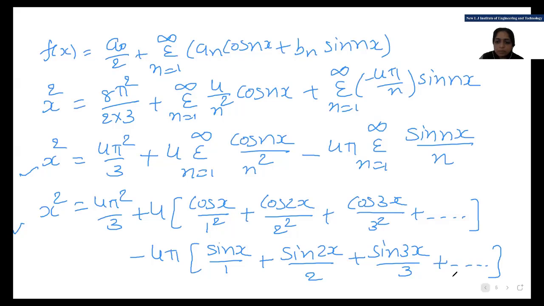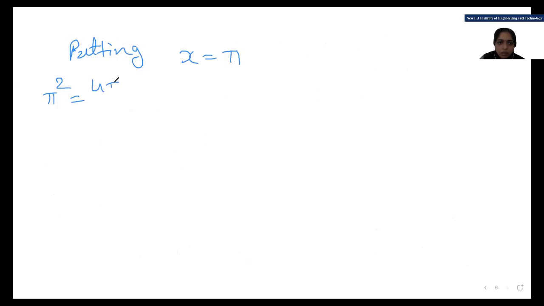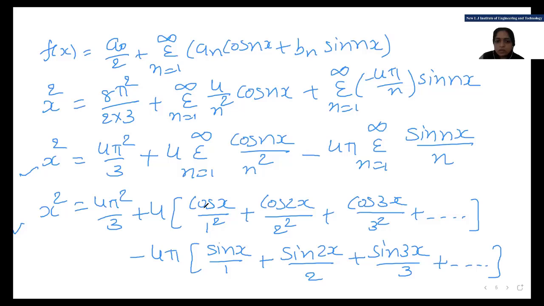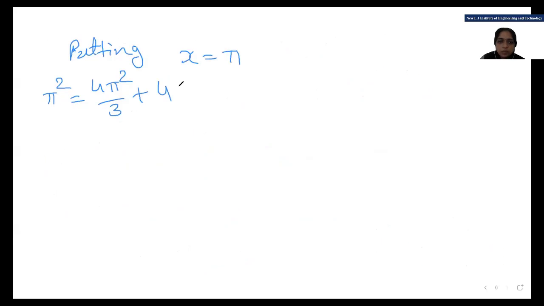4 pi square by 3, keep it the same. Plus 4. If I keep pi here, then cos pi is minus 1, cos 2 pi is plus 1, cos 3 pi is minus 1. So minus 1 upon 1 square, then 1 upon 2 square, again cos 3 pi is minus 1, so minus 1 upon 3 square, plus 1 upon 4 square, like that. Right?